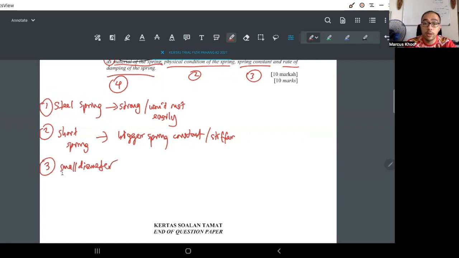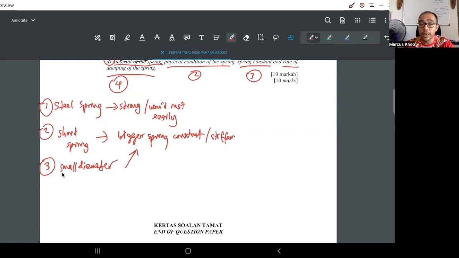Okay, small diameter. When I say small diameter, it means the lubang of the spring, not the wire itself. You want to have a small diameter of the spring, for the same reason too. Bigger spring constant, stiffer. Always the same one. Elasticity, always the same reason. Bigger spring constant. You want it to be more keras, bigger spring constant.